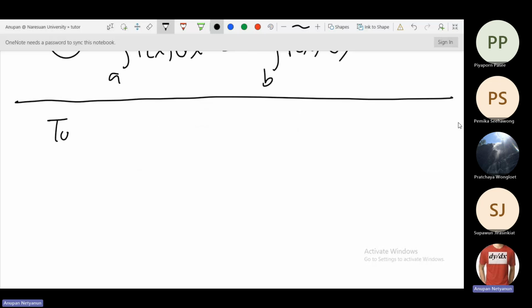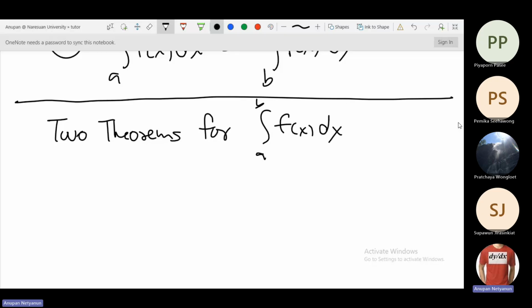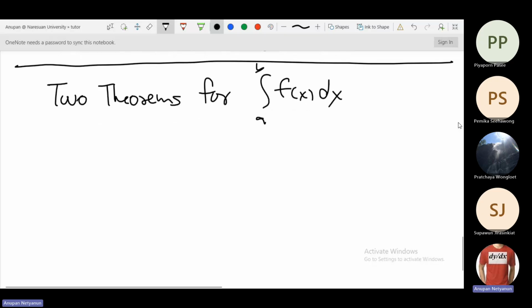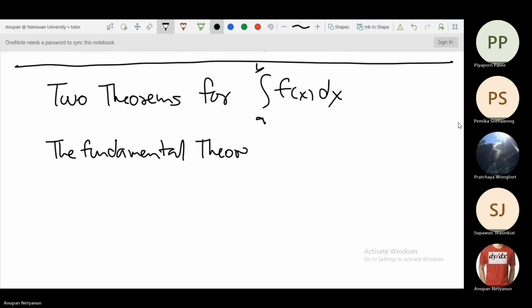Now, the theorem for definite integrals. We call it the fundamental theorem of calculus.